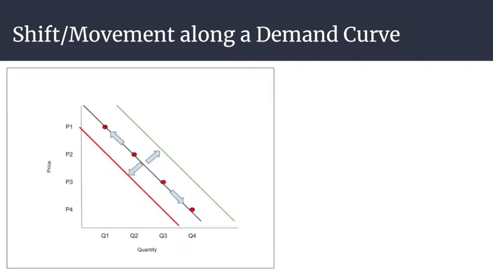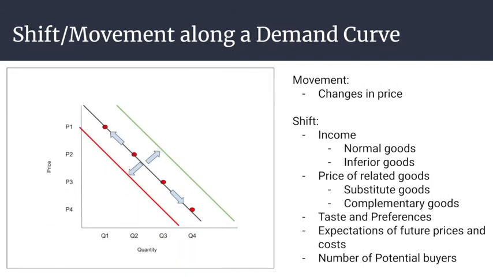The movement along the demand curve is a basic change in price. Whenever there is a change in price, the quantity demanded of the good is going to change respectively. The higher the price, the lower the quantity demanded. The lower the price, the higher the quantity demanded. This is a very straightforward idea. However, it also comes down to a shift of the demand curve.